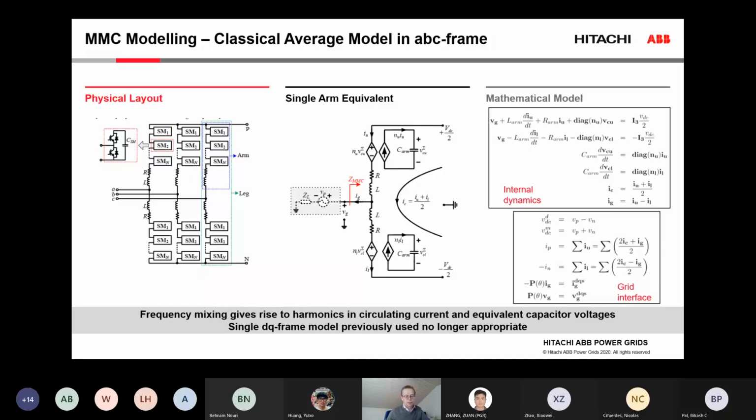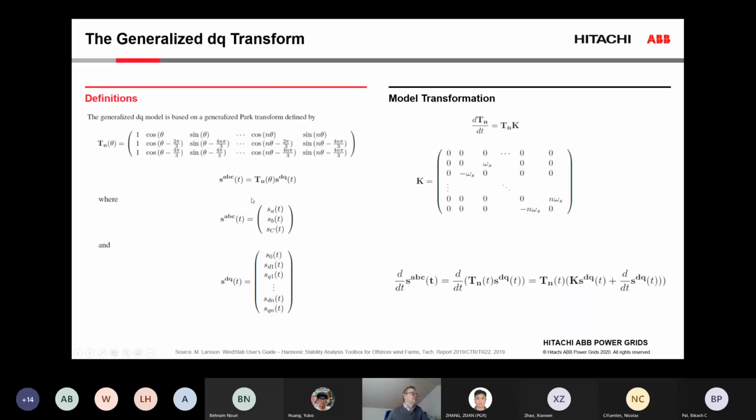What we try with this generalized DQ transform is not to look at that here in the ABC frame as you would plot the time series, but rather, instead of tracking the signals themselves, we try to track the amplitude and phase of each frequency component. So it's exactly the same idea as the Park transform. It's just that we generalize it to more frequencies. So I think the answer to your question is yes.